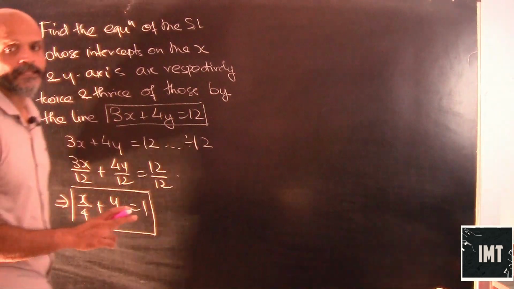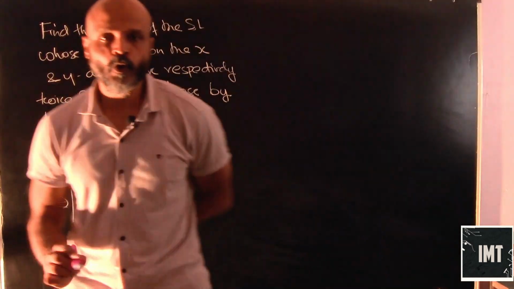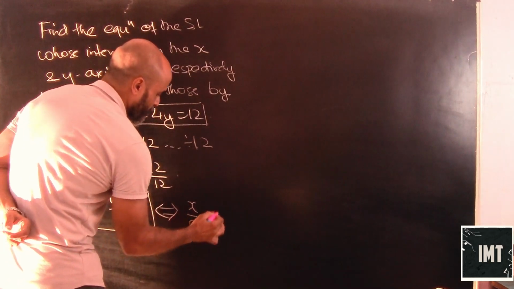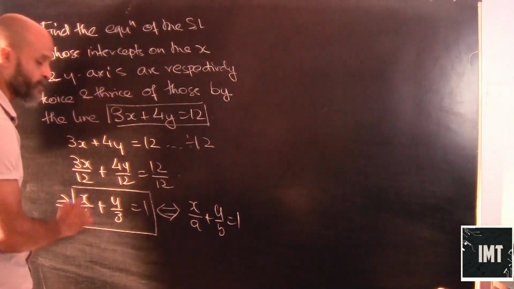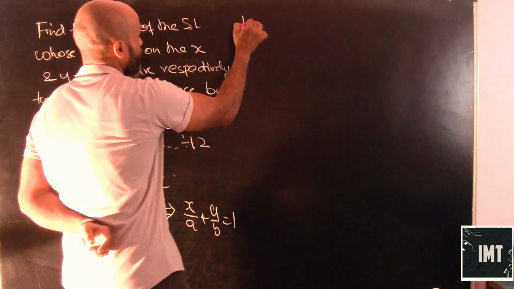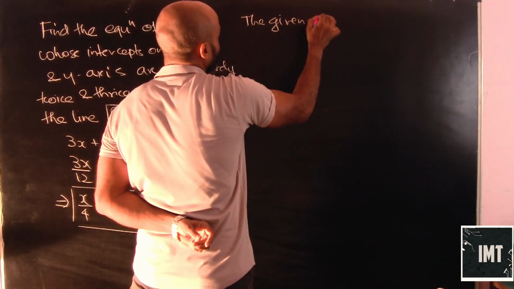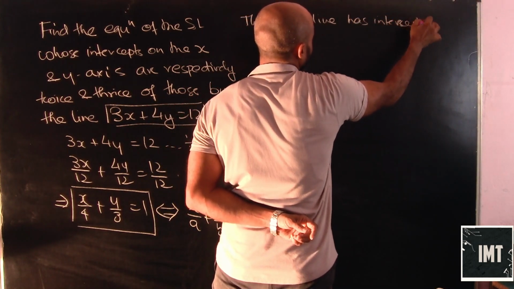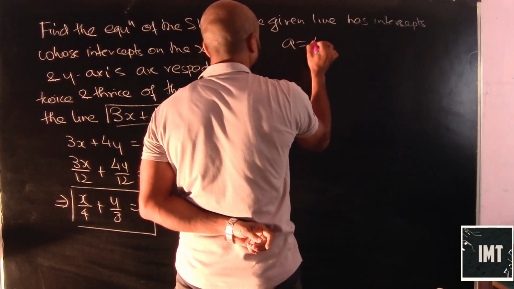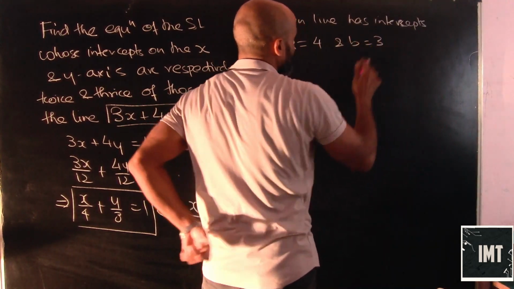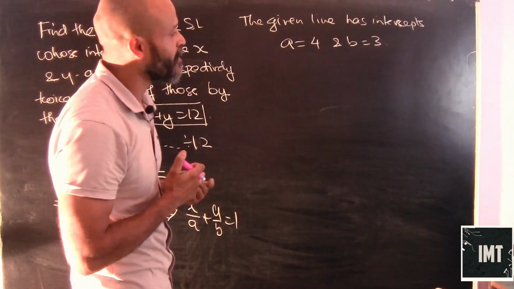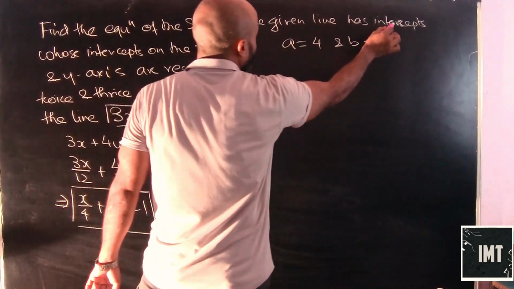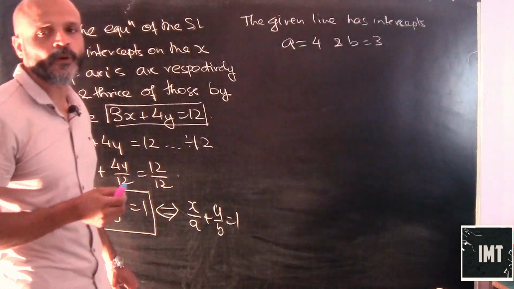Okay. Now x by 4 plus y by 3 is equal to 1 can be correlated to the intercept form of a line, which is x by a plus y by b is equal to 1, which means that the given line has intercepts a which is equal to 4 and b which is equal to 3. Okay, clear? Are we getting this, people? So the given line has intercepts a is equal to 4 and b is equal to 3.